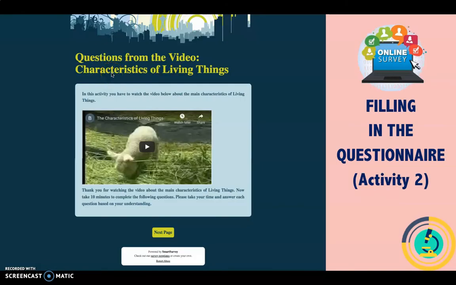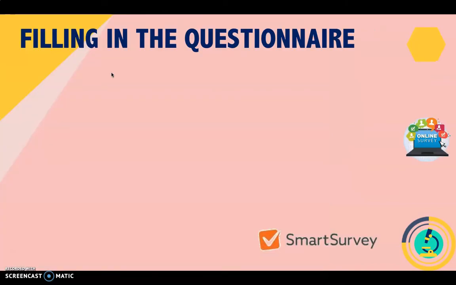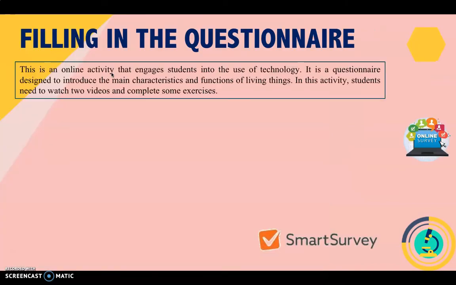This is the second learning activity that is proposed in this lesson plan. Filling the questionnaire is an online activity that engages students in the use of technology. This is a questionnaire designed to introduce the main characteristics and functions of living beings. So in this activity, students need to watch 2 different videos and complete some exercises.